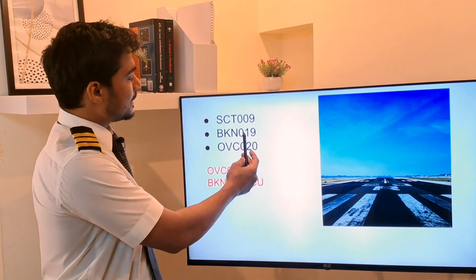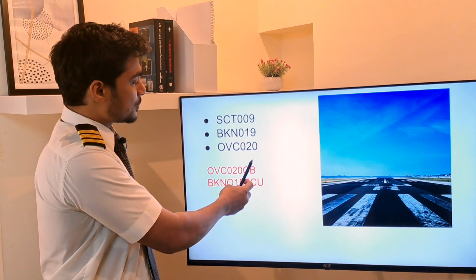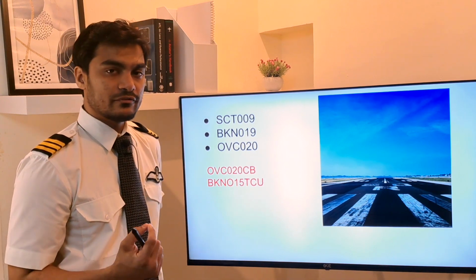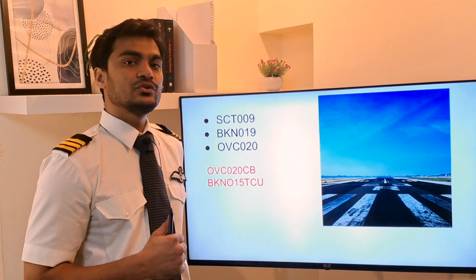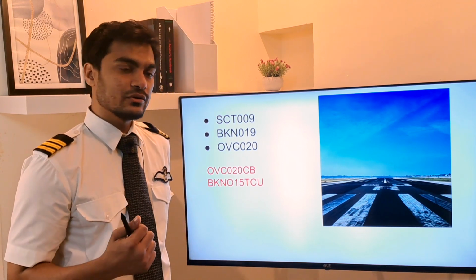Now all of these heights, 900, 1900 and 2000, they are all in terms of QFE, that is height above ground level. It is not QNH. It is always presented to you as QFE, that is height above your ground level.